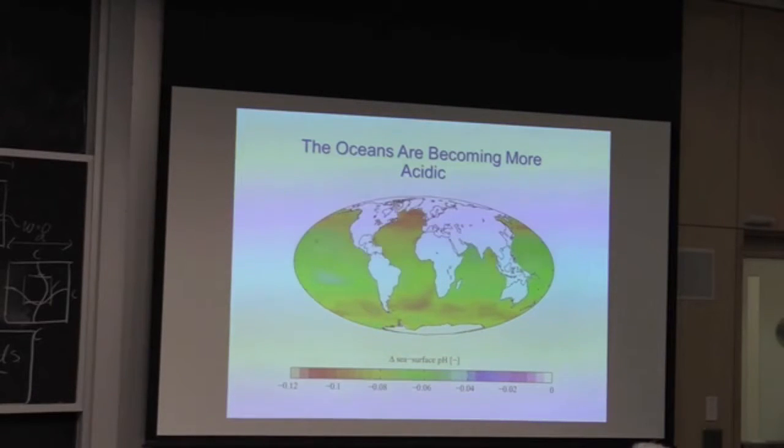This is simply showing the decrease in the pH of seawater near the surface. This is a trend over a few decades, showing that it is essentially decreasing everywhere. The ocean is becoming more acidic owing to the increase in dissolved CO2 content. This is feared to have possibly important consequences for marine ecosystems.